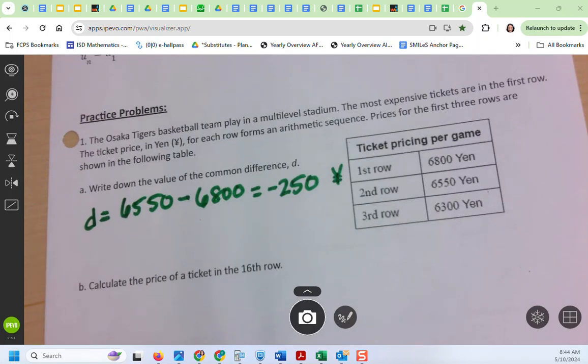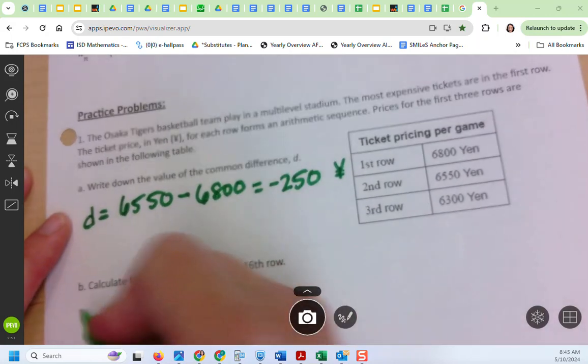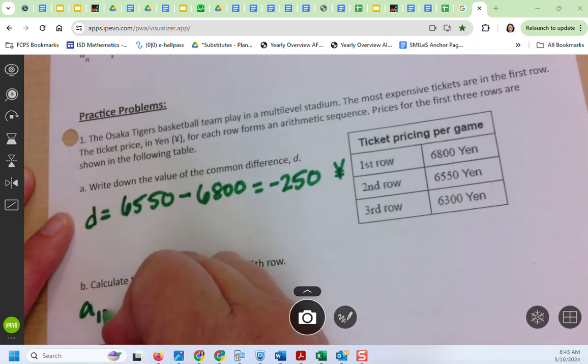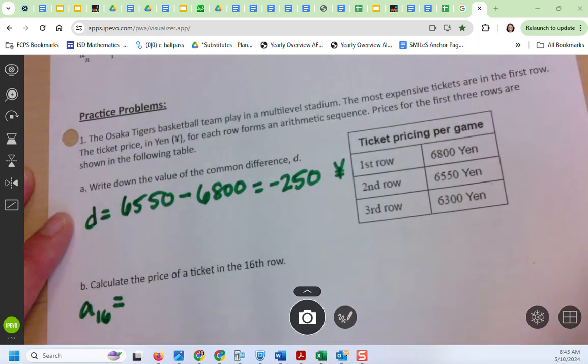All right, calculate the price of a ticket in the 16th row. So are we trying to find a term or a sum? I heard both answers. A term, right? Because it's just the value in the 16th row. If it said you want to buy the tickets in all of the first 16 rows, then that would be a sum. But we just want to find the one ticket in the 16th row. So we're going to find the 16th term. So that's going to be A sub 16, or U sub 16 if you prefer.